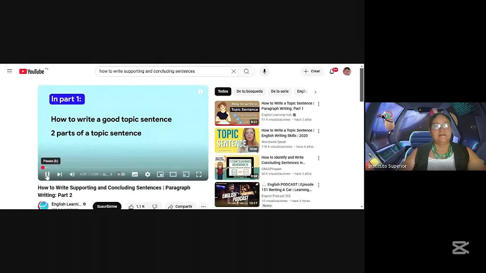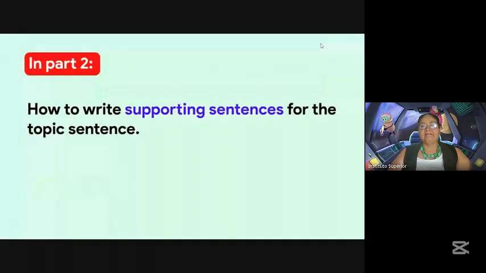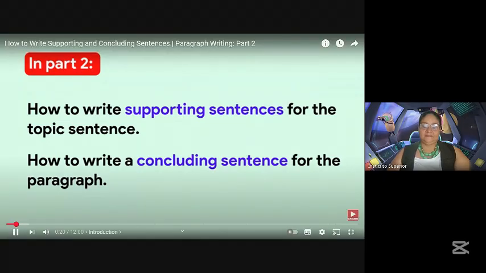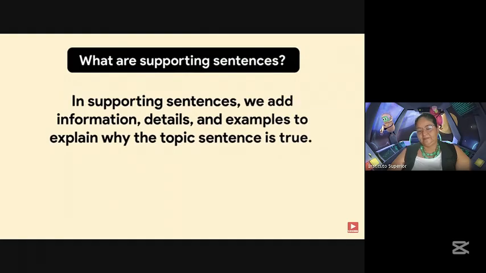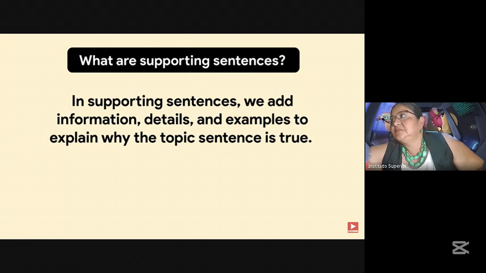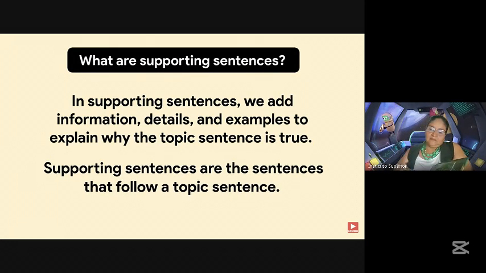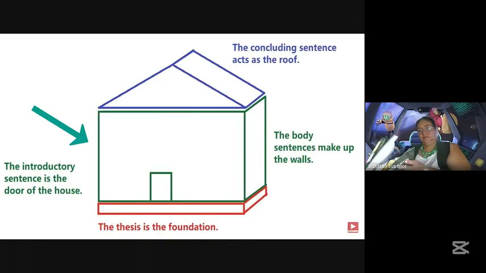And the two parts of a topic sentence: a topic and a controlling idea. In this video, we are going to learn how to write supporting sentences for the topic sentence and also how to write a concluding sentence for the paragraph. In supporting sentences, we add information, details, and examples to explain why the topic sentence is true. Supporting sentences are the sentences that follow a topic sentence. They support the topic sentence in the same way that the walls of a room support the roof.